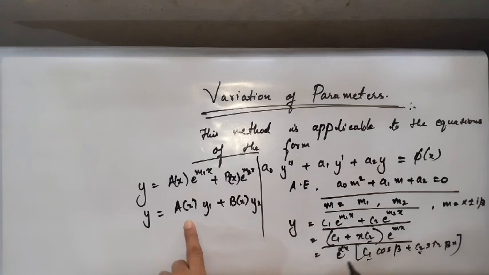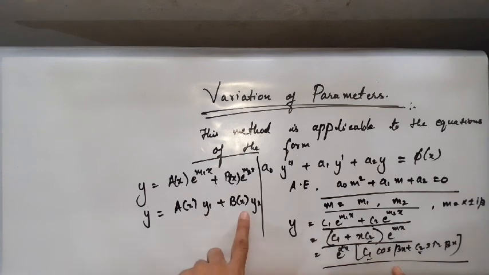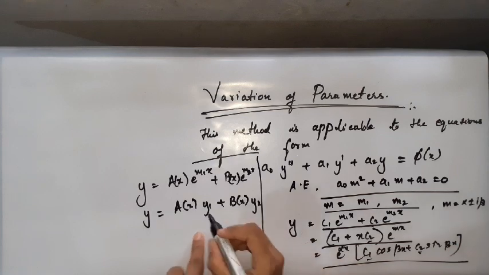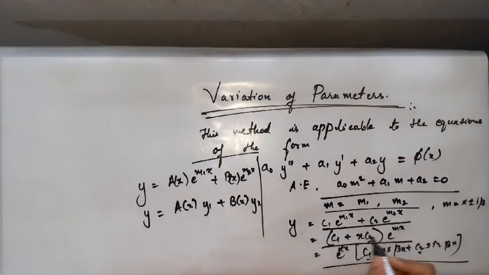Similarly, if I am considering this type of solution, it will be e to the power alpha x into cos beta x as y1, then y2 will be e to the power alpha x into sin beta x. Okay, like that. I hope that point is clear to you. So in place of these functions, e to the power m1x, m2x, e to the power mx, e to the power alpha x cos beta x, e to the power alpha x sin beta x, I am using y1 and y2 in general.